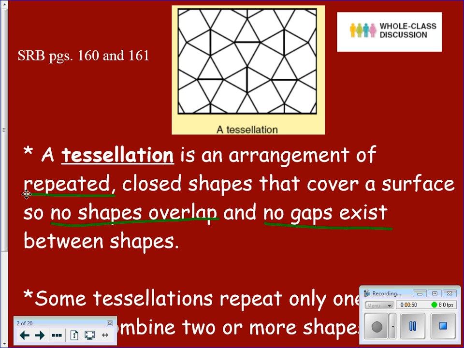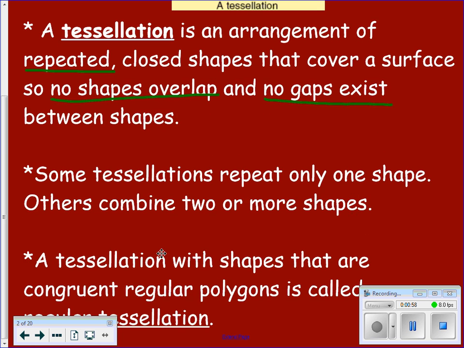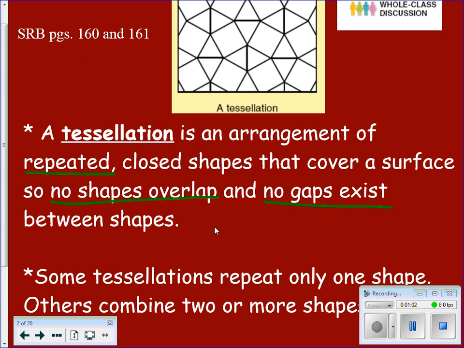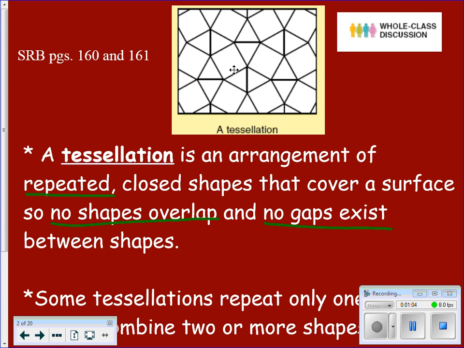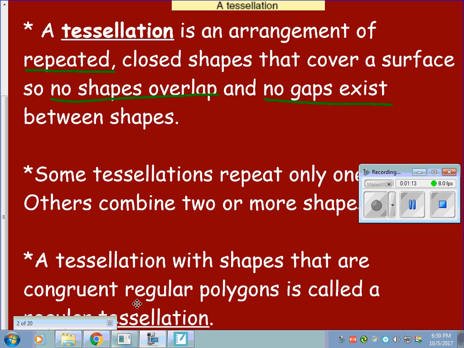All right? Now, some tessellations repeat with one shape. Others combine two or more shapes. We'll look at a few examples of that in a little bit. You can see here in this top tessellation, this consists of squares and triangles. So that's an example of a tessellation that has more than one shape.